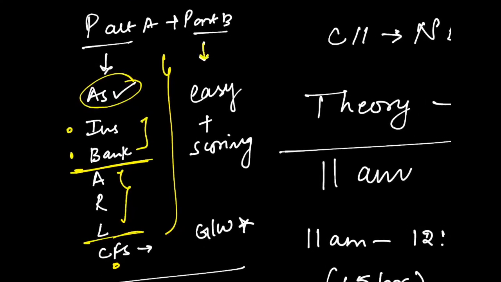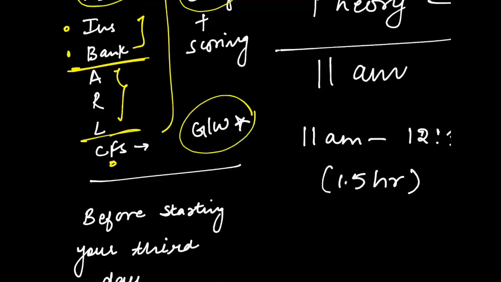So in part B, as I told you before, it's easy but it's scoring, so you have to do it with full focus and full concentration, and make sure that you're reading the concepts carefully. The topic goodwill is slightly tricky, so you have to pay attention to it. Make sure that you are doing at least 2 sums from this topic.